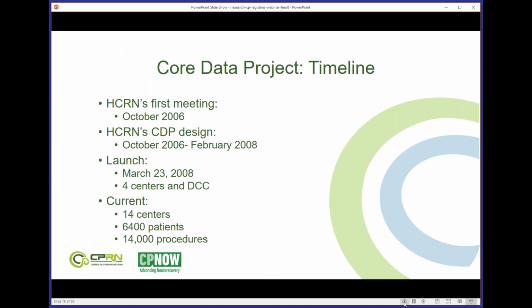Yeah, there's our core data project timeline. I think this is important. Our HCRN's first meeting, I believe, was in October 2006, and that was when we decided to do the registry, and I was tasked to set that up. It took over a year and a half to design and test, and it launched in March 2008, with just 4 centers and the DCC. Currently we're 14 centers, 6,400 patients, and 14,000 procedures, which in hydrocephalus is huge. In cardiology, it's peanuts, but in hydrocephalus, it's huge.